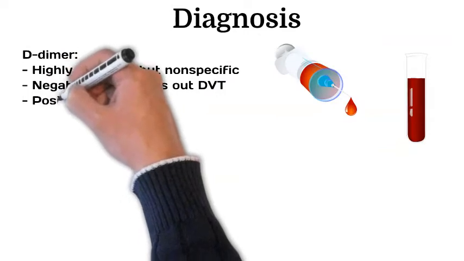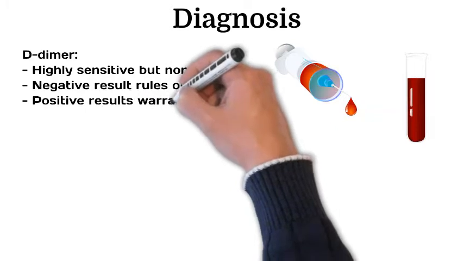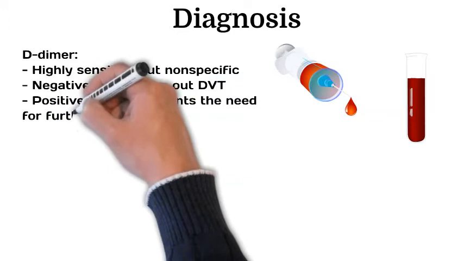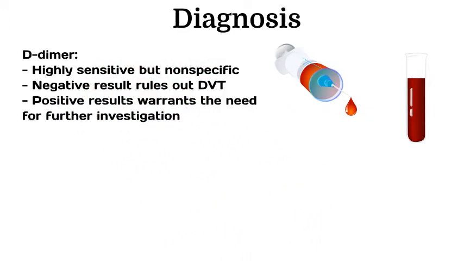What does that mean? So, if you get a D-dimer level that is within the normal limits, that essentially rules out DVT. However, if you get a D-dimer level that's elevated, then the patient either has an acute DVT or that level could be elevated due to a number of other reasons. For example, it's elevated in sepsis, malignancy, if the patient has recent surgery or trauma, and it could also be elevated in patients with chronic kidney disease.